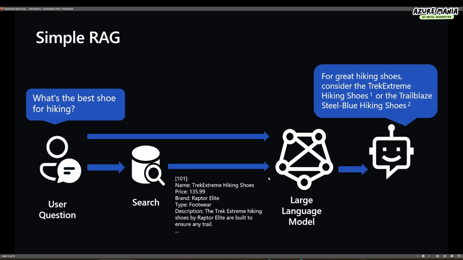Now here you can see it basically goes through these, and the LLM then says, for great hiking shoes, consider the Trek Extreme hiking shoes, or the Trace Blaze. Now what this means is that it is referring to some sort of data, or some sort of website link, or some sort of file. This also means some sort of thing.